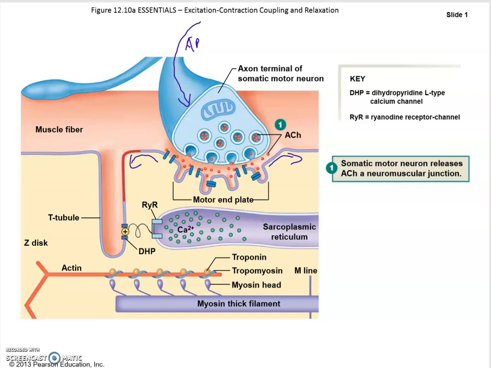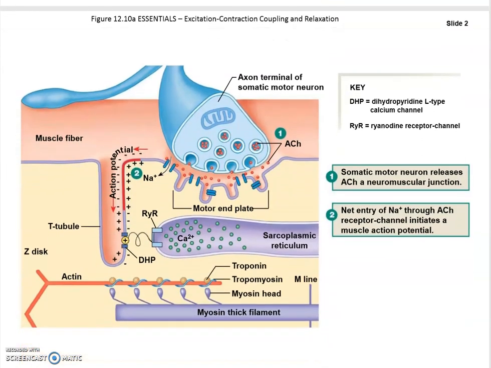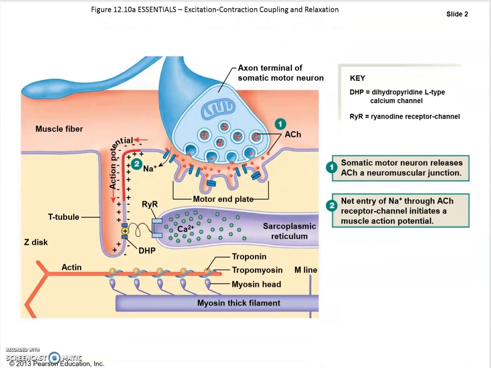As you can see, this action potential is now racing down both sides along the surface of the muscle membrane, the sarcolemma. Once it hits a T-tubule, it will go down deep inside the muscle cell. So on the next slide, you can see this action potential traveling on the surface of the muscle fiber, and it's going down the T-tubule right here.